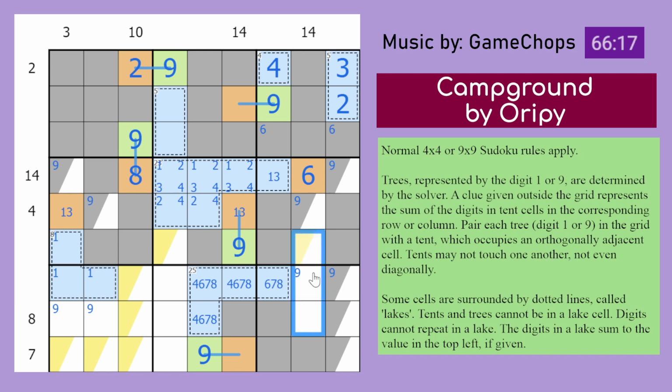Yeah, so we know now that one of those has to be the tent, which has to be an 8 to make 14. Although I don't know which.